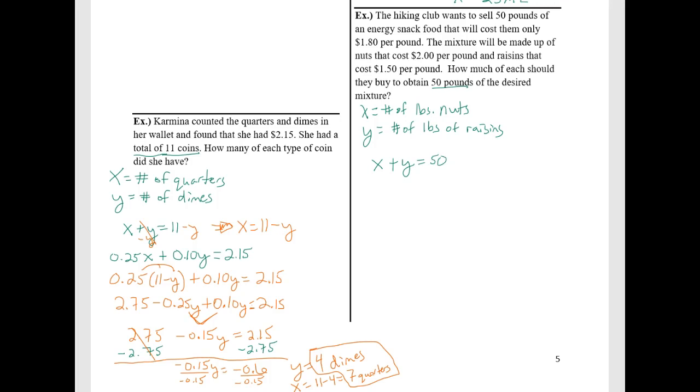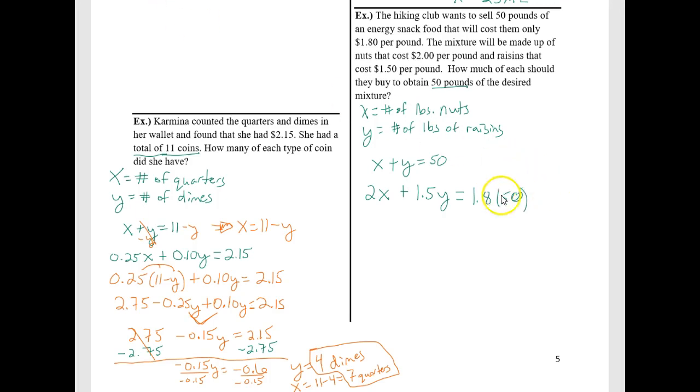Now I throw in the money. So if the nuts are $2 per pound, I multiply 2 times the number of pounds, and that'd be how much that costs for just the nuts. Plus, the raisins are $1.50 per pound. So $1.50 times the number of pounds of raisins, that's going to be how much the raisins cost me. And I want it to end up equaling $1.80 per pound. And I need 50 pounds. So that's the total amount that it's going to cost me altogether.